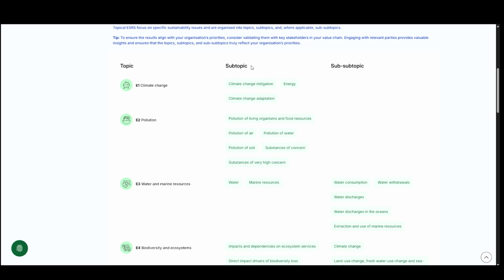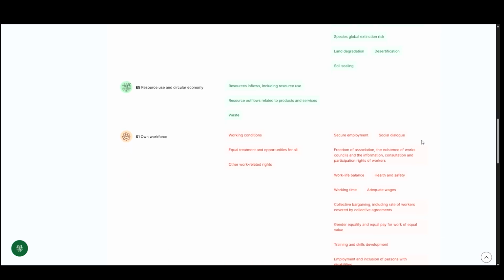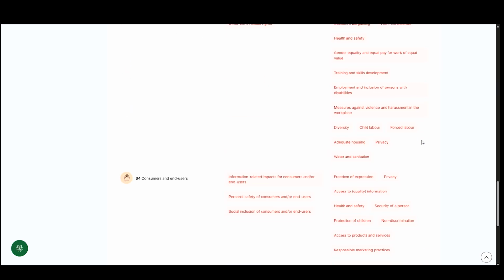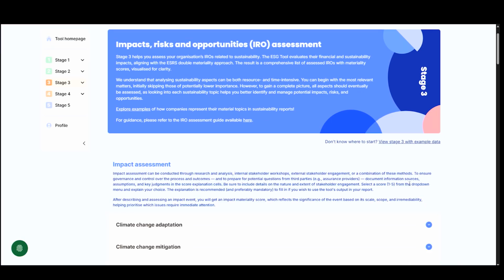This subtopic also comes from ESRS, but it's not in this tool afterwards. But it might give you an idea of what the impacts or risks under here could be. So this just gives you this list. You can also download all of these, and then we move to actually scoring them. So this stage 3 is where really most of the effort goes in.